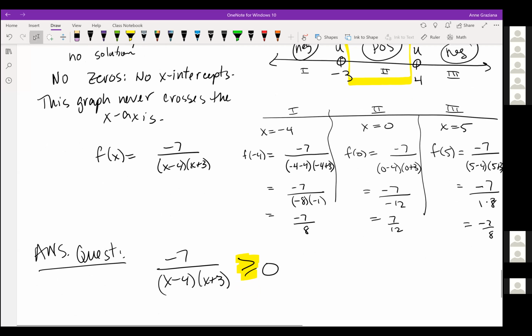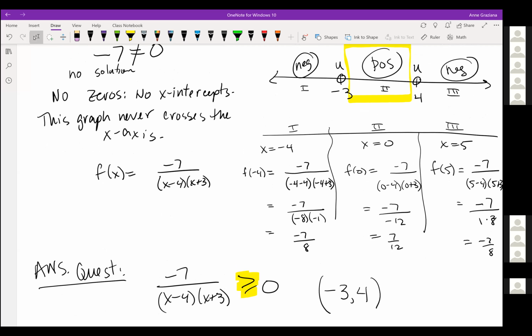So I'm going to put from -3 to 4, that's the interval. And since it has undefines on the ends, we don't include those. So all the numbers that will make this true occur between -3 and 4. Questions?